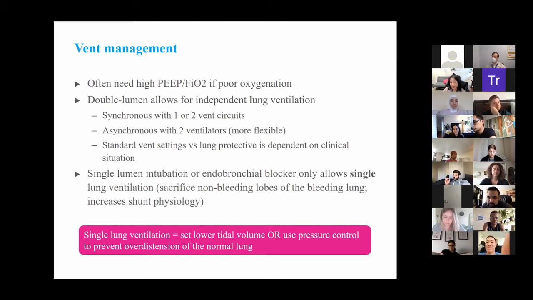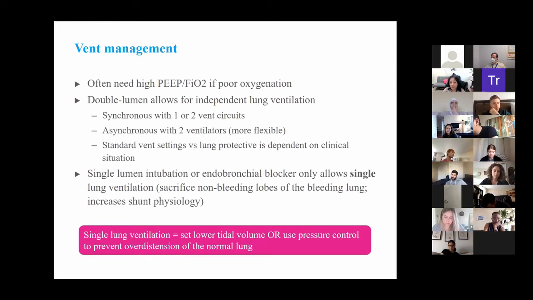Double lumen tubes are fascinating because you actually can attach each end of the tube to a different ventilator. So you can have two ventilators going, one for each lung. They can be synchronous or asynchronous depending on what's going on with each lung. And usually in these patients, we are choosing lung protective vent settings, so keeping the tidal volume low.